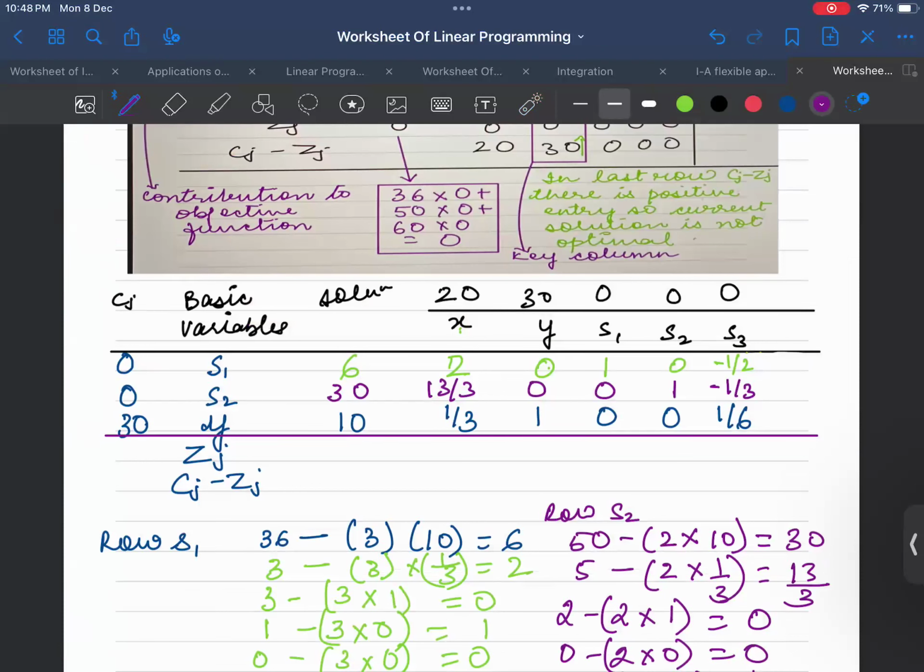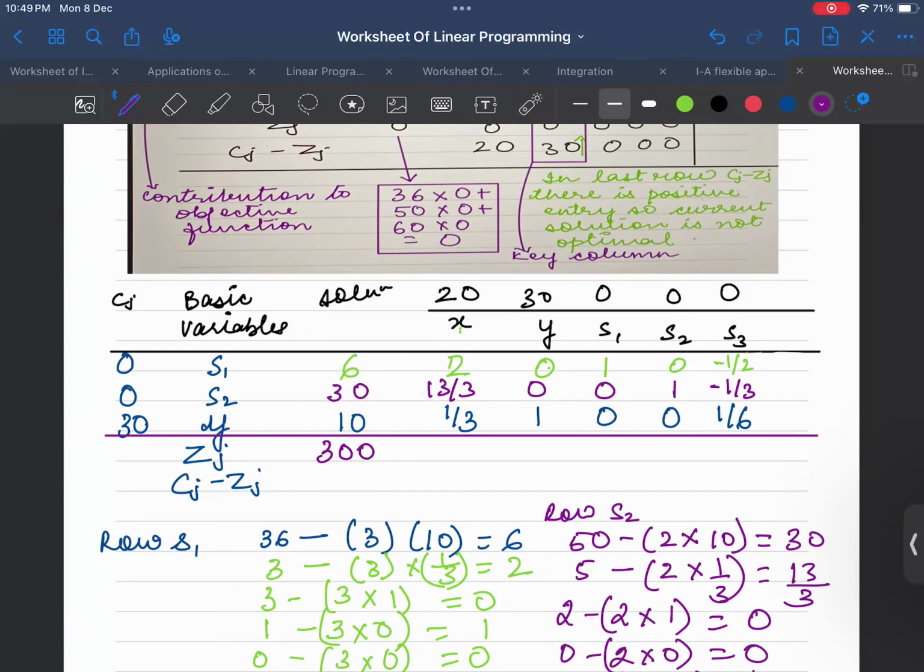Now we will calculate the Zj. Z again would be the same: 6 multiplied by 0 plus 30 multiplied by 0 is 0, and 10 multiplied by 30 is 300. So our Z comes out to be 300.